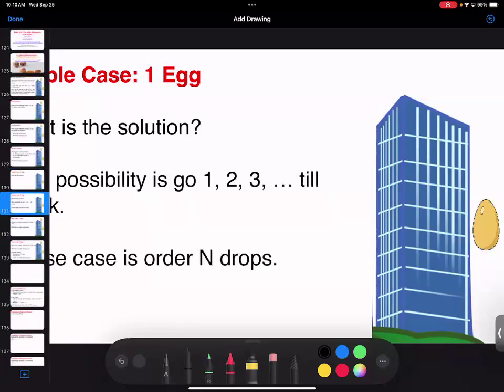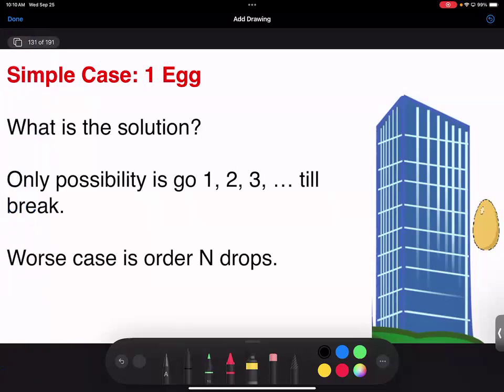Okay, so now the only possibility is to go 1, 2, 3 until it breaks. The worst case is that it will take n drops. And that's just if the floor is the final floor. And we have no choice but to go 1, 2, 3 if we want a strategy that's guaranteed to work.